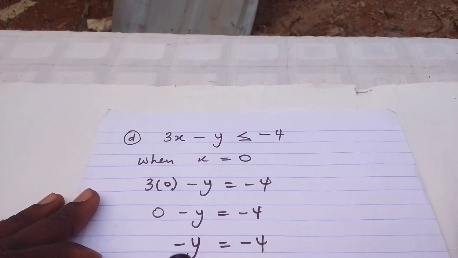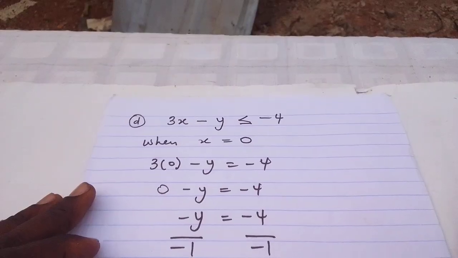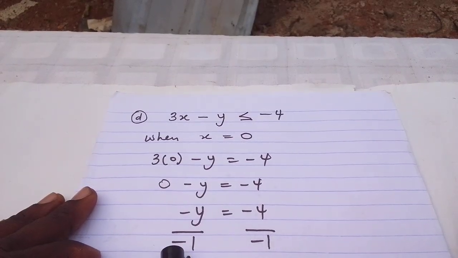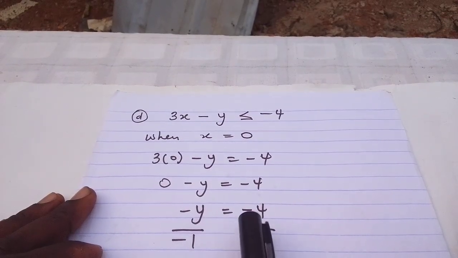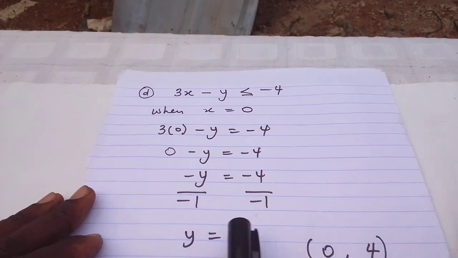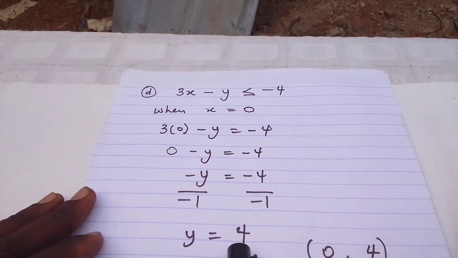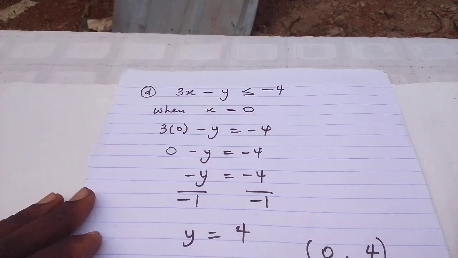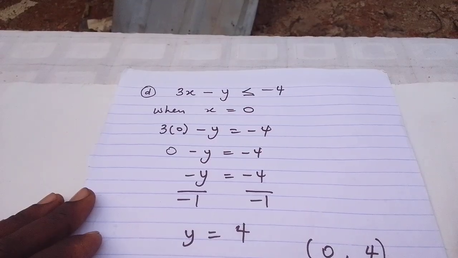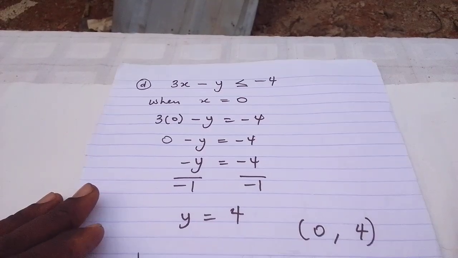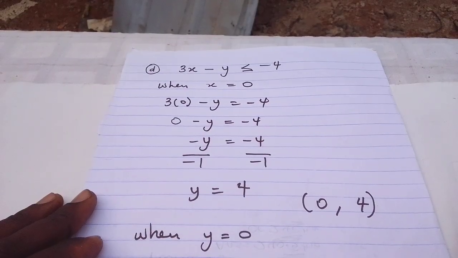Now, to be able to get y, divide both sides by minus 1. Minus divided by minus will give us plus, so y is equal to 4. So when x is 0, y is plus 4. Now the other one, when y is equal to 0, what will be the value for x?